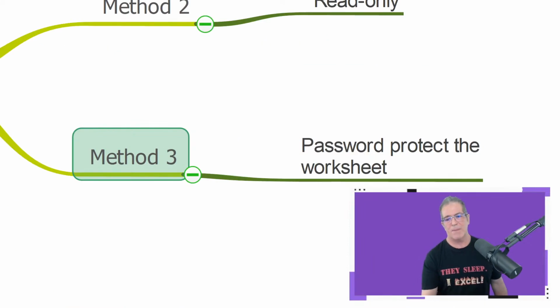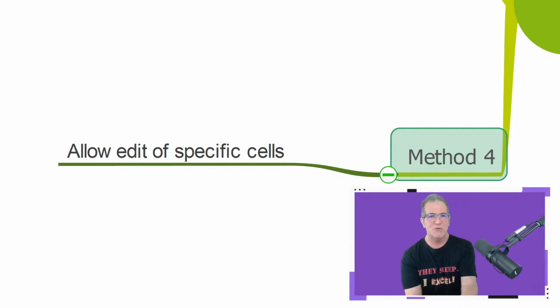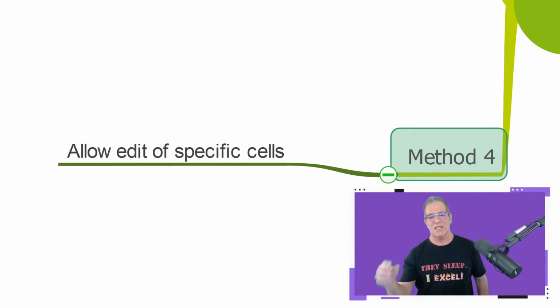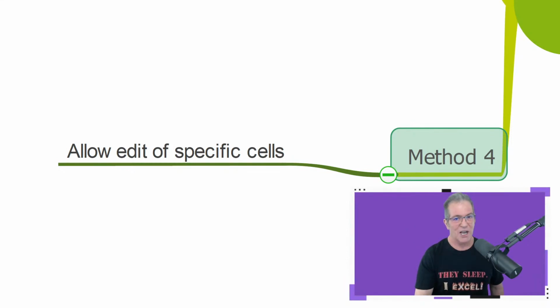Method 3, password protect the worksheet. You might have multiple worksheets inside of your workbook, but you only want to protect a specific sheet. Within that sheet, we can use method 4. We can allow edit of specific cells within that sheet. I mean, there's so many permissions that you give.